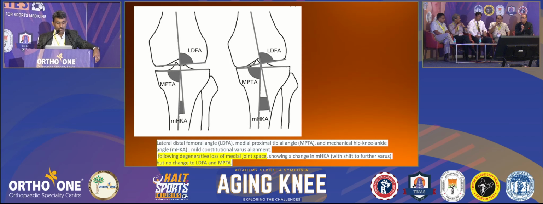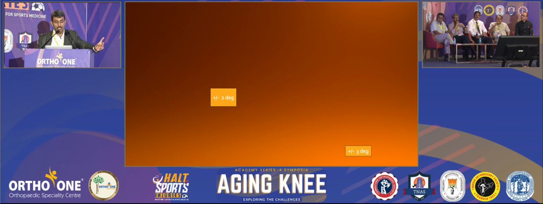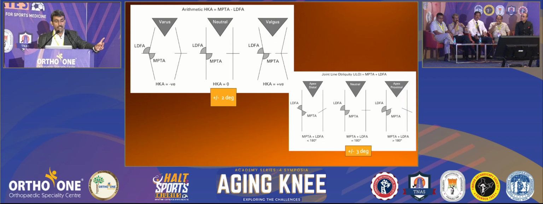Correct. So, we know that with the degenerative loss, there is loss of medial space, but there is no change in the LDFA and the MPTA. So this is what I think led to the calculation of what we call the HKA and the joint line obliquity. So when we talk of a neutral, we need to introduce some terms. And I start with Dr. Anup. So basically we introduced this term called HKA and the joint line obliquity. We know that the neutral joint line, which means 180, is plus or minus 3 degrees. And the neutral HKA is plus or minus 2 degrees.